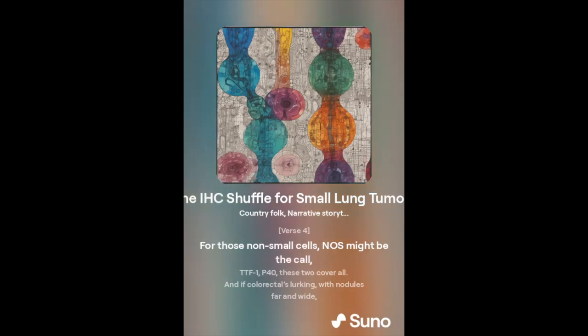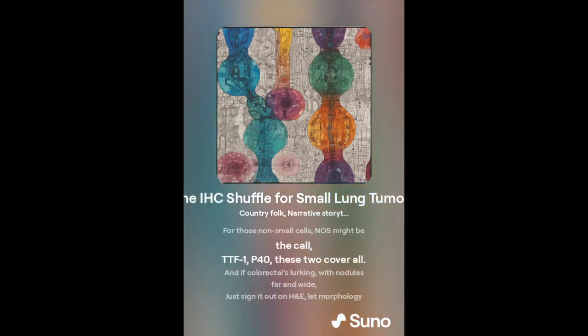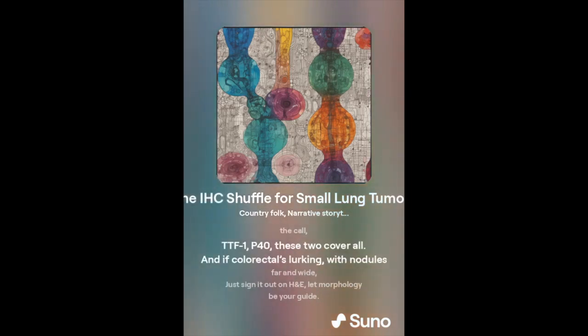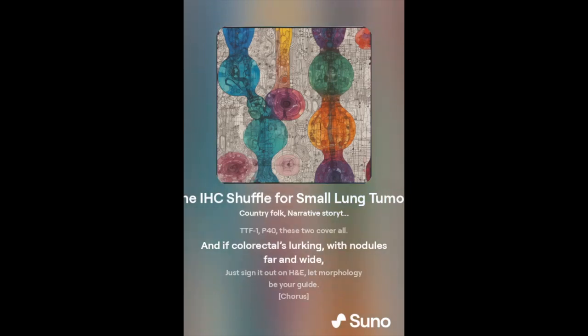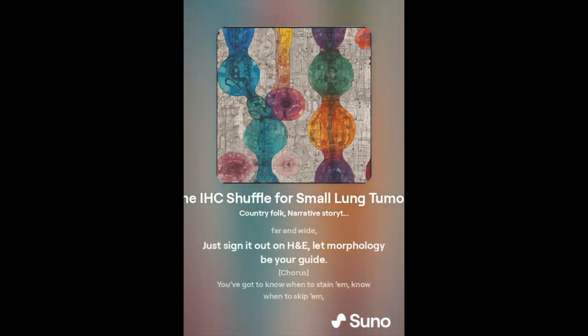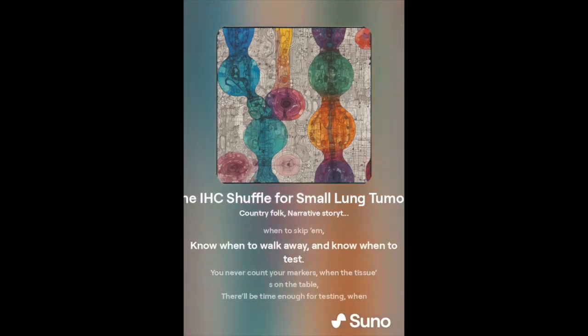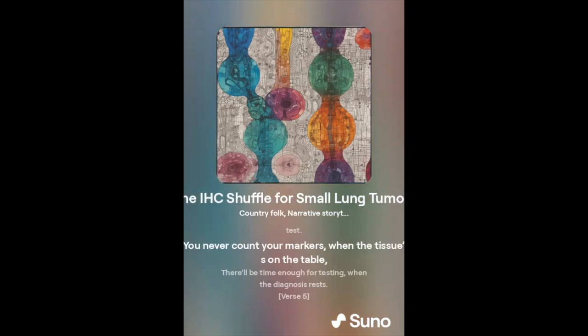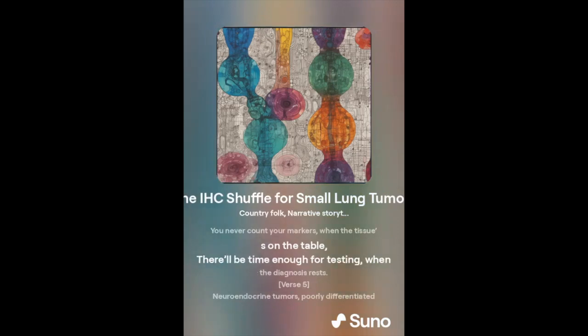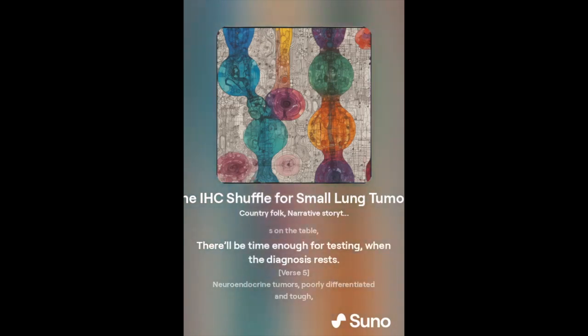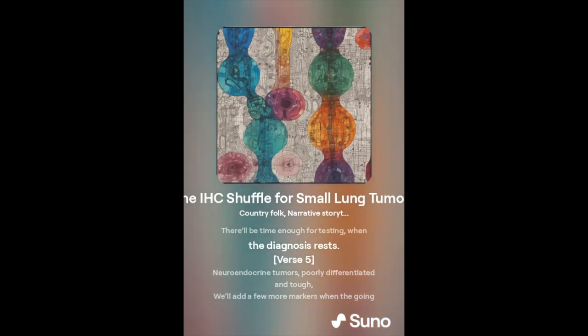For those non-small cells, NOS might be the call. TTF1, P40, these two cover all. And if colorectal's lurking with nodules far and wide, just sign it out on H&E, let morphology be your guide. You've got to know when to stain them, know when to skip them, know when to walk away, and know when to test. There'll be time enough for testing when the diagnosis rests.